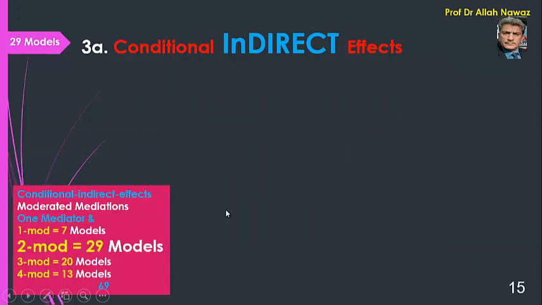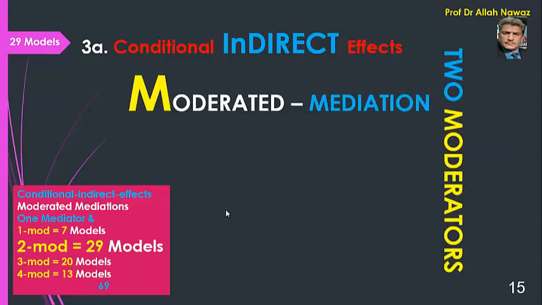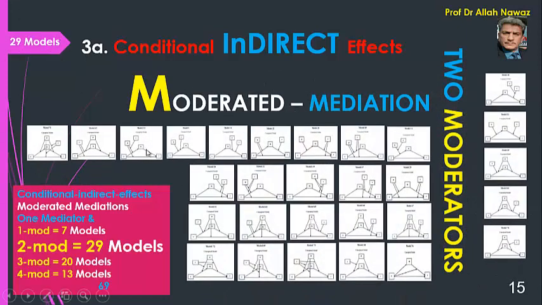The next category within the moderated mediation is the moderated mediation with 2 moderators. There are around 29 models that can be used for analyzing the impacts of 2 moderators on the mediation model.